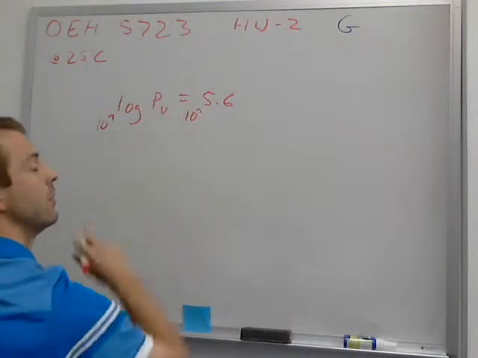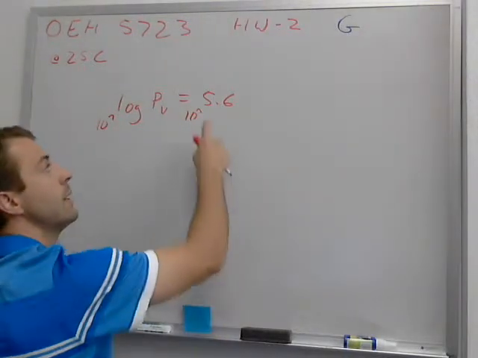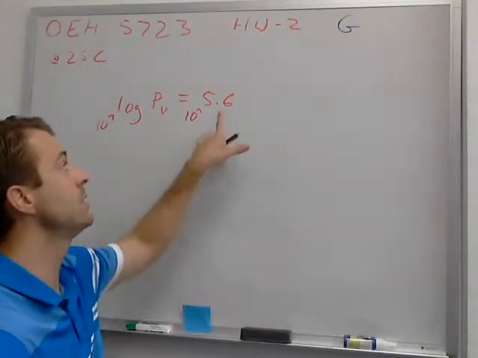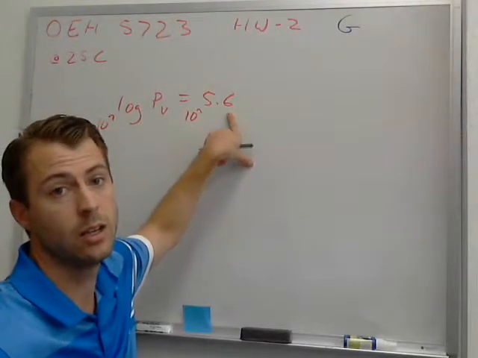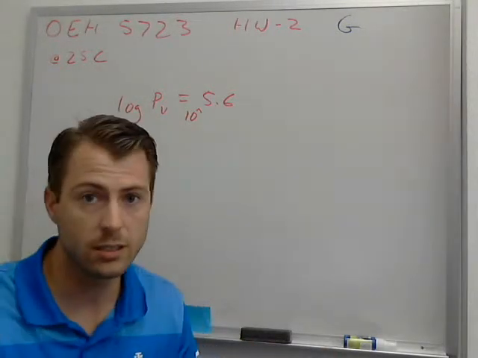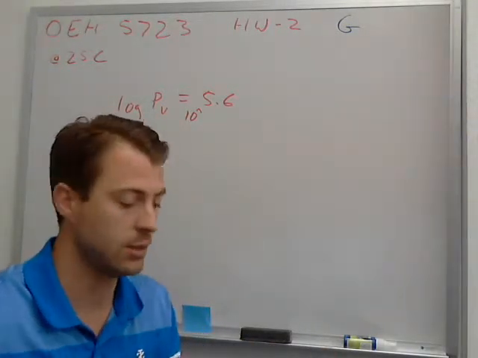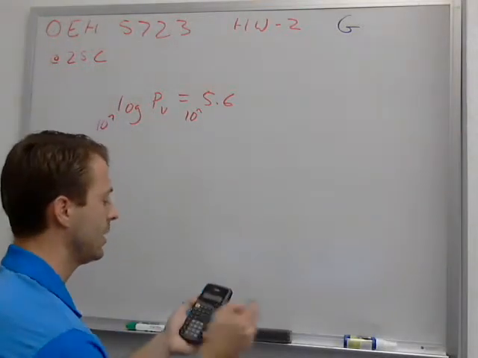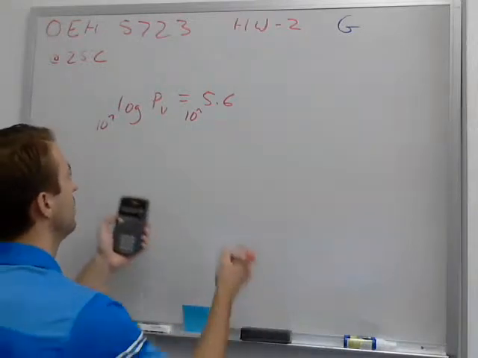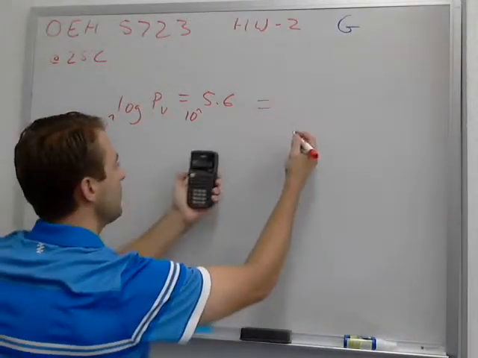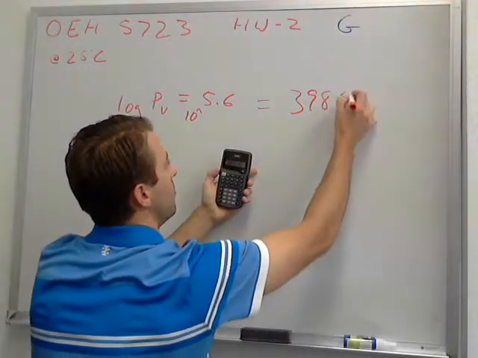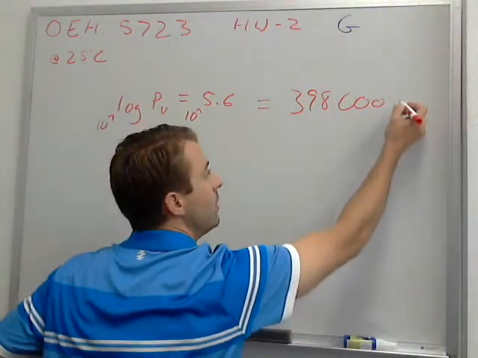So we take our anti-log, raise 10 to the 5.6. We should recognize that 5 means we're going to be in the 100,000s range, and then 0.6 means somewhere between 100,000 and a million, right? Since it's a log scale, it's hard to predict what that value is going to be, but that's why we have handy dandy calculators. So 5.6 inverse log is 398,000 pascals.